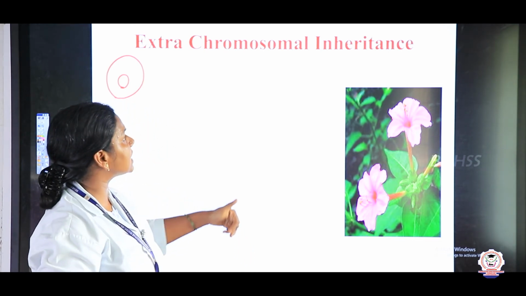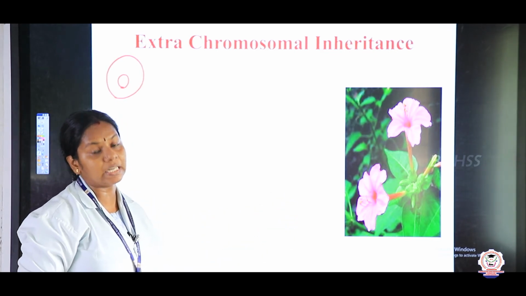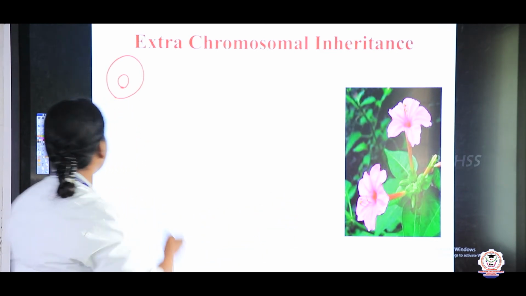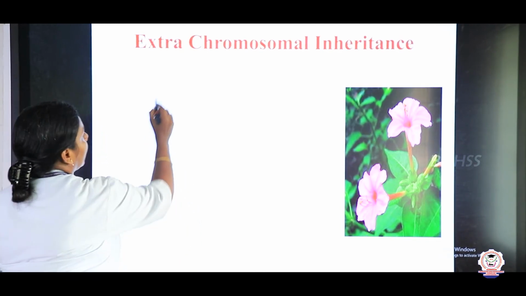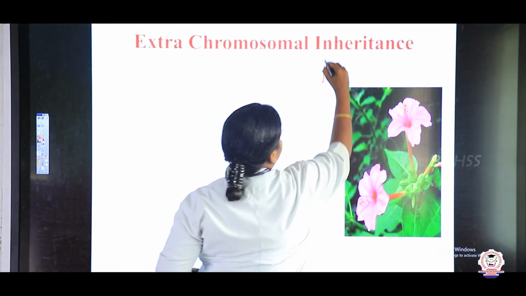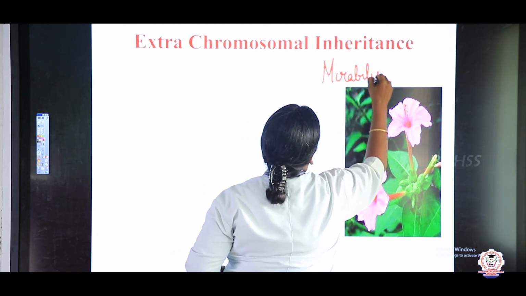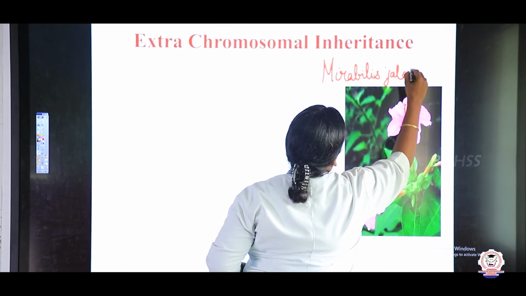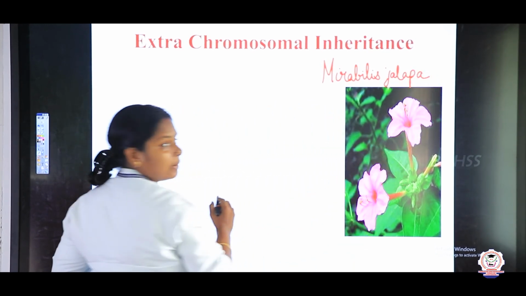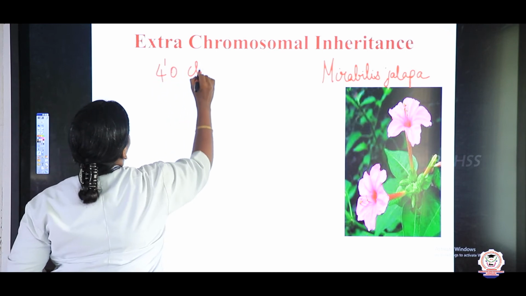So now let us see about chloroplast inheritance in Mirabilis jalapa. So what is Mirabilis jalapa, children? It's a four o'clock plant. Mirabilis jalapa, and the common name is four o'clock plant.